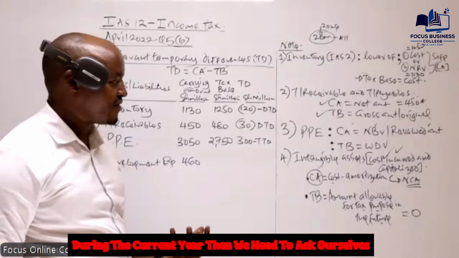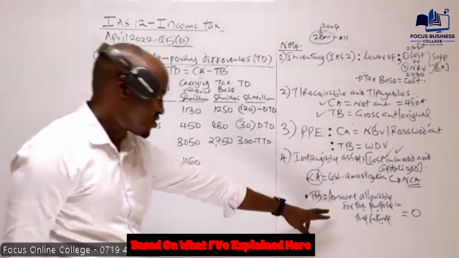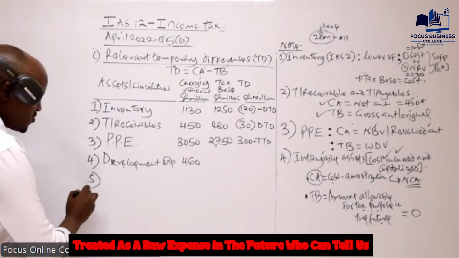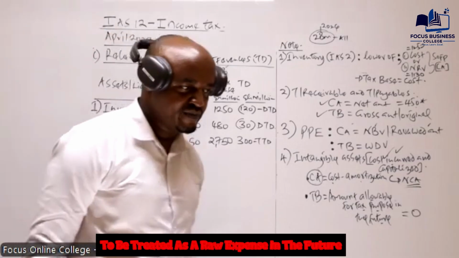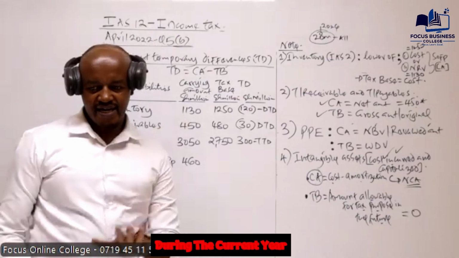Then we need to ask ourselves, how much amount will be treated as an allowable expense in the future? Based on what I've explained here, how much amount will be treated as an allowable expense in the future? Who can tell us? The amount will be treated as an allowable expense in the future. The amount was treated as an allowable expense during the current year.